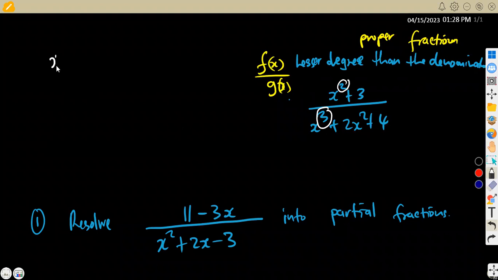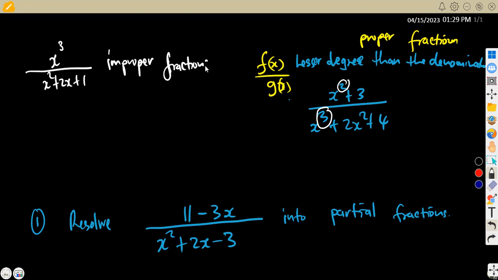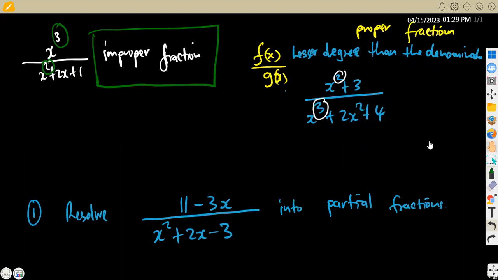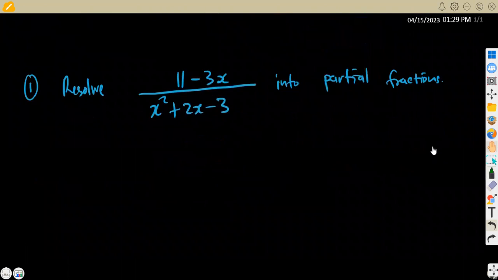But if I am given x to the exponent of 3, everything over x squared plus 2x plus 1, it's now an improper fraction. Why are we saying that this is an improper fraction? Because of the degree that we have in the numerator. It's now bigger than the one in the denominator. We are having 3, we are having 2. So we shall talk about how we work out improper fractions. All right. So that's how you check whether it is an improper or a proper fraction.